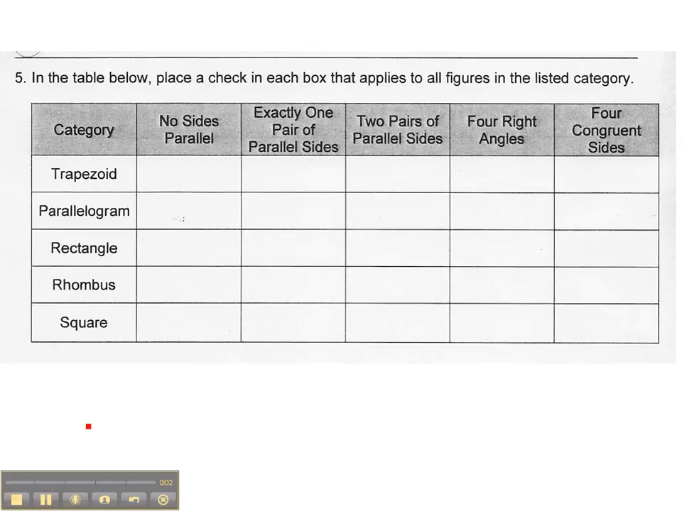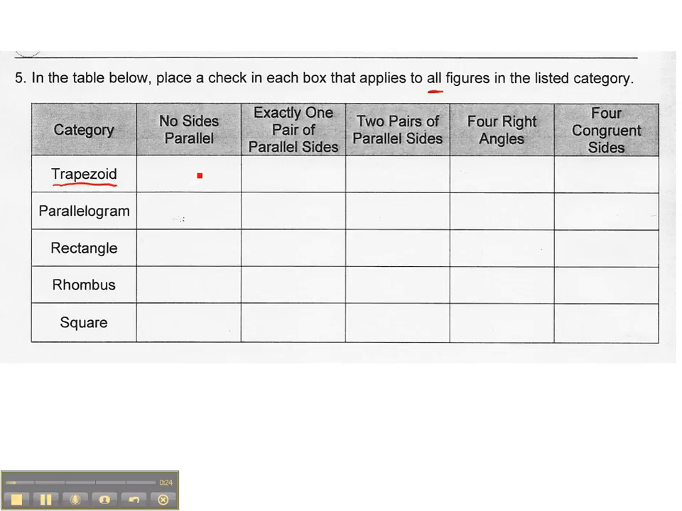Okay, I think this homework's pretty straightforward, although I think this table might cause a little bit of confusion, so I'm going to do this one for the homework help video. Number 5 says, in the table below, place a check in each box that applies to all figures in the listed category. So they're saying for all trapezoids, which of these apply?